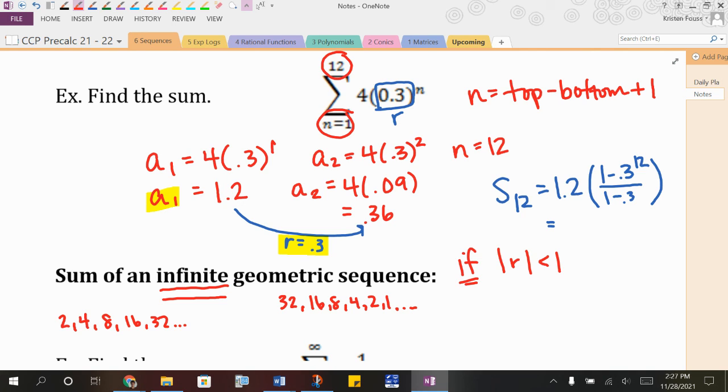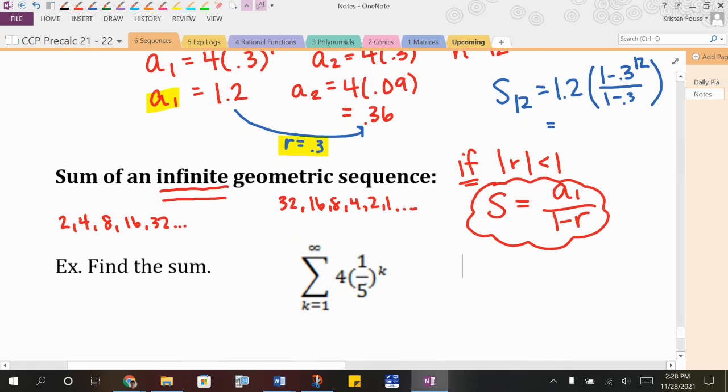Those are the only kinds of infinite sums we can find. So if that is true, then we can say the sum is a1 over 1 minus r. It gets much simpler when we don't have to worry about what n is. Again, r being less than 1 in absolute value just says it doesn't matter if it's positive or negative. As long as that number is less than 1, we can find a sum.